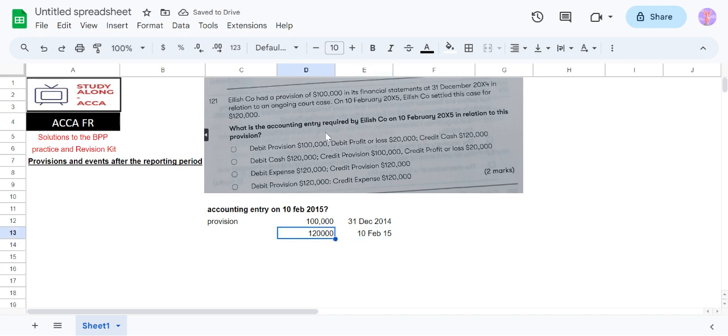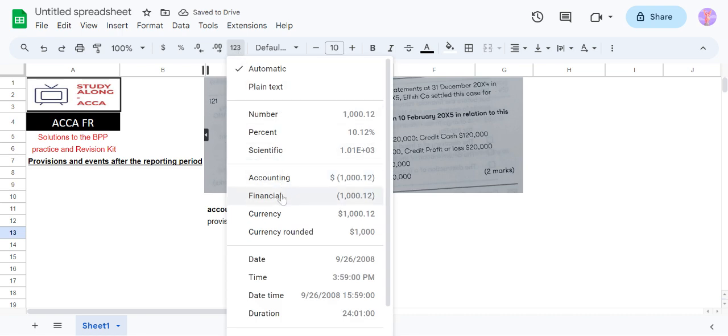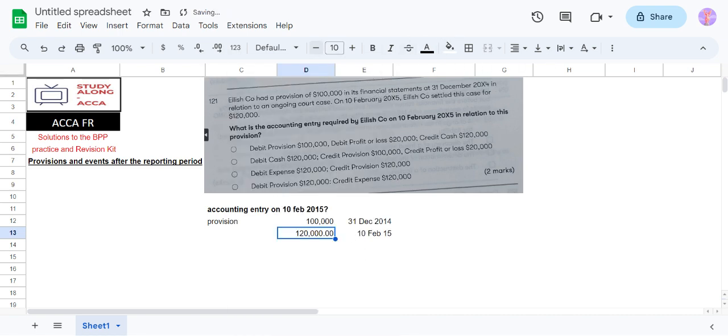Okay, I will change the format to financial. That is important to me. So 120,000 is the final settlement. So they made a provision of 100,000 on 31st December 14. Then 1 month and 10 days later, on 10th February next year, they incurred 120,000 in actual. Okay. So, what will we do?